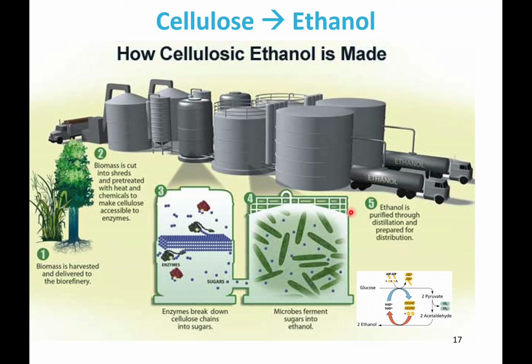Okay, so this is step 4, the fermentation process, using fermentation to make your target molecule. Okay, and then in the last step, that molecule that you've made, you generally are going to have to distill it and purify it before it can be used industrially.